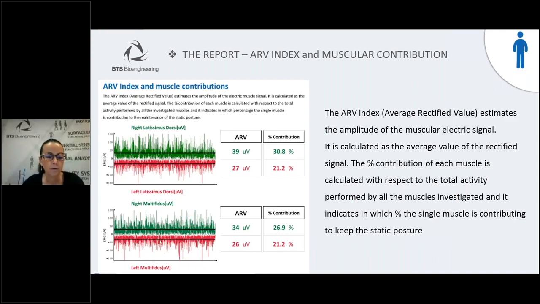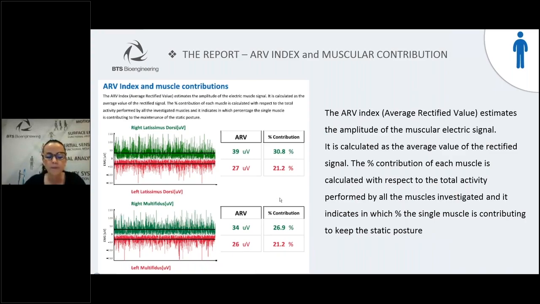Similarly, here below, you can find the graph relative to the other pair of muscles of the lumbar region. The table shows the average value in microvolt of the rectified signal. But by adding all the R values, you get the total electrical activity developed by all the muscles involved, which represents 100% of the activity. Then it's possible to calculate the ratio between the R value of the single muscle with respect to the total values, so that we can express how much in terms of percentage each muscle is taking part in the maintenance of the posture.